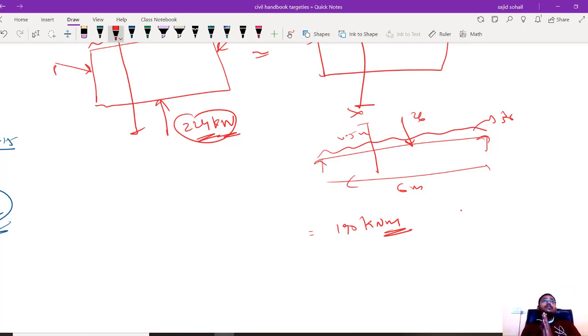But as in this load balancing method, I am taking out the internal pre-stress and directly giving an upward load of 224 kilonewton in this question. I am getting my moment value which is acting as 190 kilonewton meter. This concludes the topic, and now I can easily solve my questions. So what is my question?